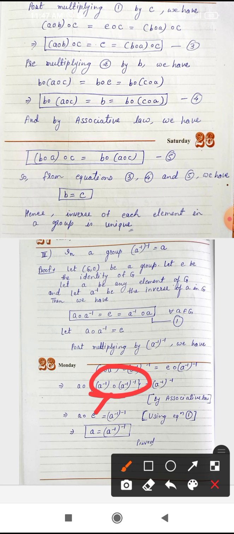So in the next lecture I will discuss property 4 and property 5. There are 6 properties in group.